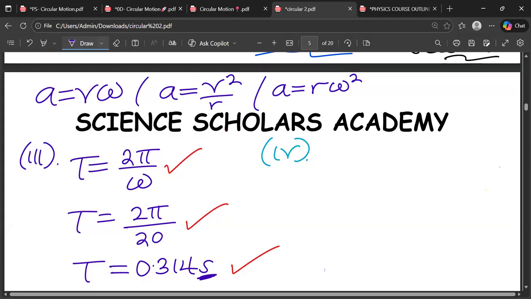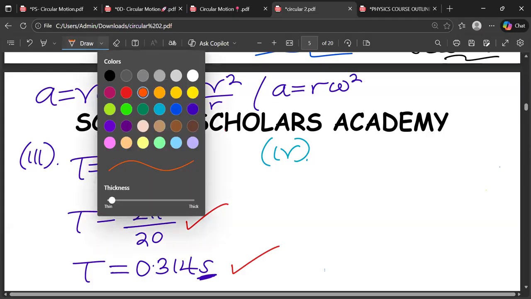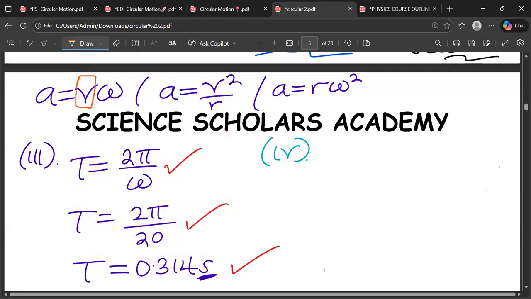Depending on what we have, you see, we have the linear speed. In Roman 1, we have the omega. We have the radius. Any can work. So which one would you prefer? Any can work, but which one would you prefer?